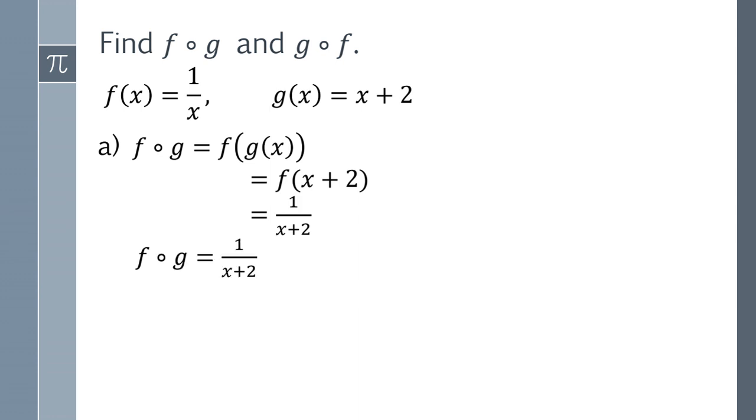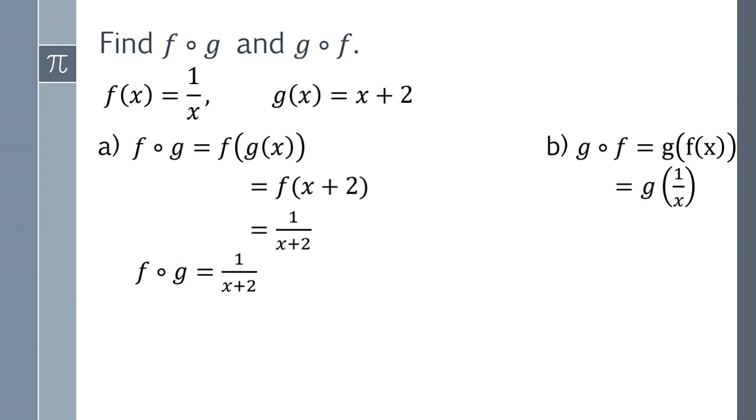Let's go ahead and do B. g composed of f. So g evaluated for the f of x. Replace f of x with what it is. f of x is 1 over x. That means that everywhere I see x for function g, I'm going to put in 1 over x. So this is going to give me 1 over x plus 2. There's nothing for me to simplify, so my answer is going to be 1 over x plus 2. Okay? So let's go ahead and look again at the domain.